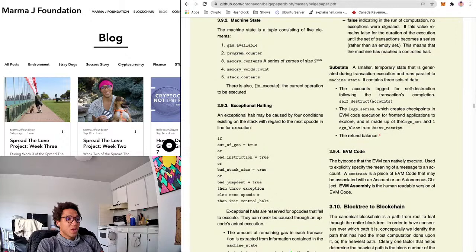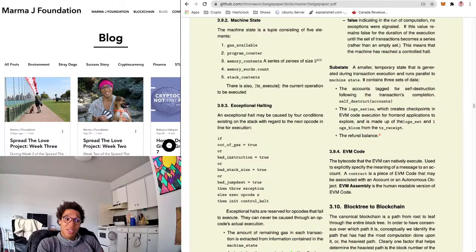Exceptional halting may be caused by conditions on the stack with regard to the next opcode in line for execution. So if out of gas equals true, you're going to have an issue. If bad instruction equals true, you're going to have an issue. Bad stack size equals true, you're going to have an issue. And bad jump destination is true, you're going to have an issue. So then throw exception, else execute the opcode, then initialize a controlled halt.